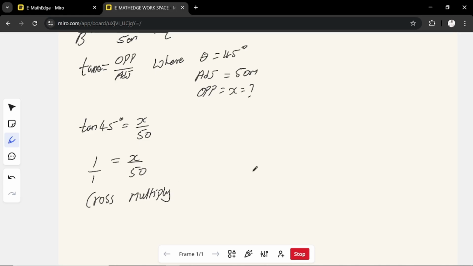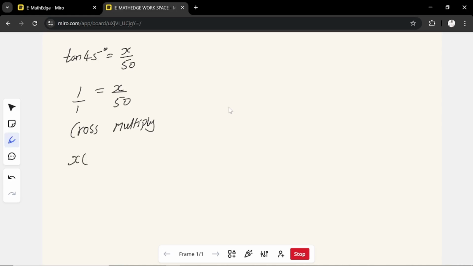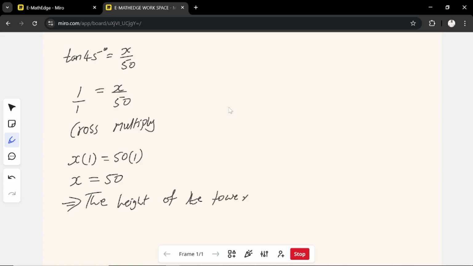By the time you cross multiply, you are going to have x multiplied by 1 equal to 50 multiplied by 1, such that x multiplied by 1 is going to give us x, and 50 multiplied by 1 is going to give us 50. So this implies that the height of the tower, which we tag x, is equal to 50 meters. And that is our final answer.